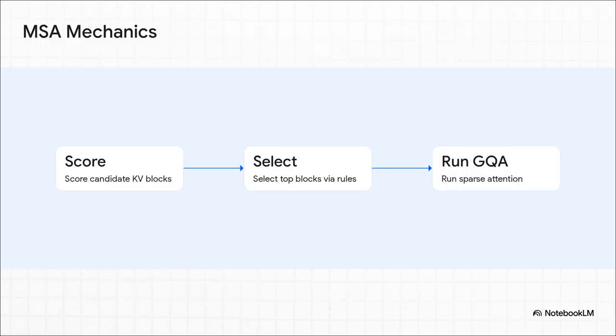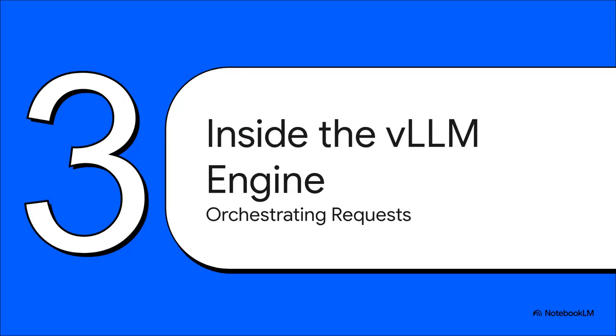So here is the exact step-by-step for every single query token. First, it scores those candidate KV blocks or key value blocks using a really small specialized index head. Second, it selects the top blocks while applying some hard rules. For instance, it always makes sure the local window block right near the query is included. And third, it runs online softmax attention over only those selected KV blocks. It basically guarantees that the model is only spending precious compute on the data that actually matters for that specific token. Moving on to section 3, inside the vLLM engine.